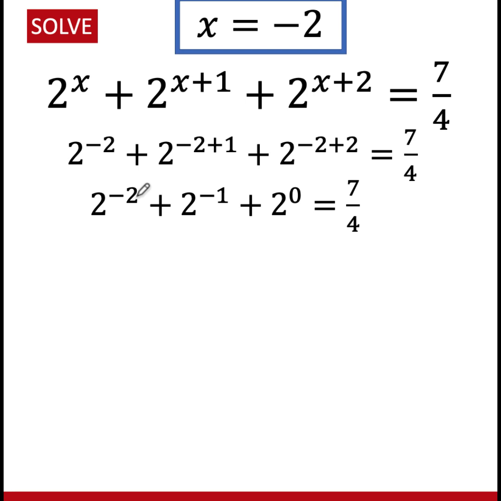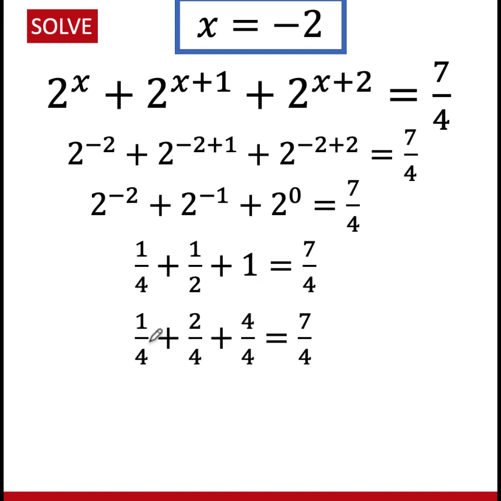Now 2 raised to negative 2 is equal to 1/4. 2 raised to negative 1 is equal to 1/2. And 2 raised to 0 is equal to 1. The LCD here is 4, so we copy the 1/4. 1/2 is equivalent to 2 over 4, and 1 can be written as 4 over 4.